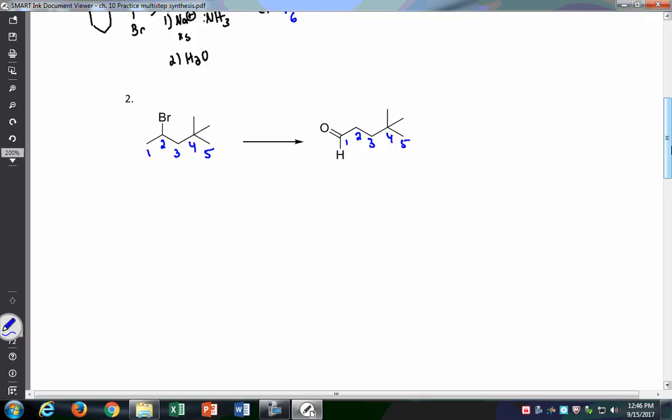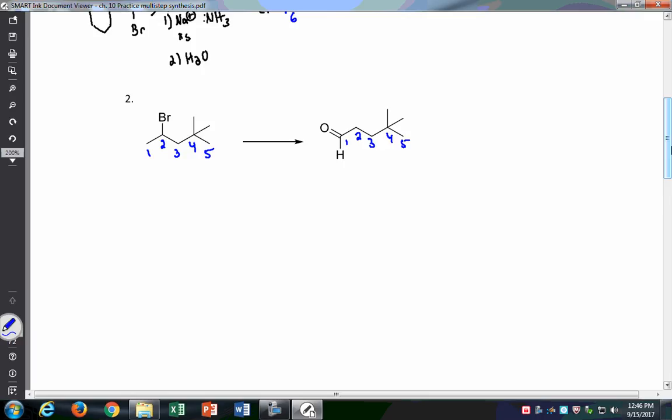We do have differences though. On carbon 2, in our starting material, our functionality is on carbon 2. We have a bromine. That's a good leaving group. And in our final product, we have a carbon-oxygen double bond on carbon 1.